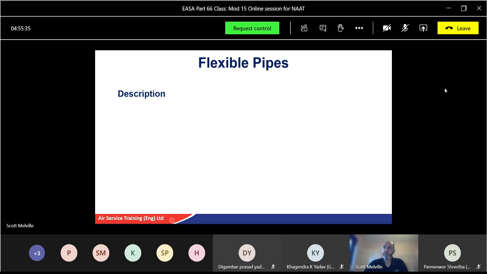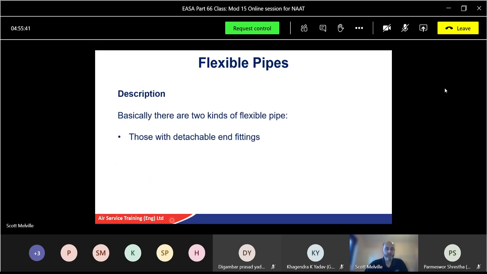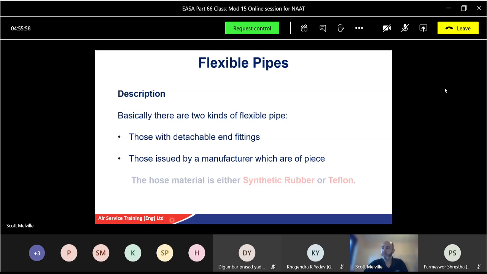So, description: it's basically two kinds. You've got those with detachable end fittings, and those are issued by the manufacturer, which are of one piece. You can make those. I used to work in the ROV industry offshore. I used to make these pipes, and I could have saved the aircraft a lot of fortune. But yeah, that's pretty much it.